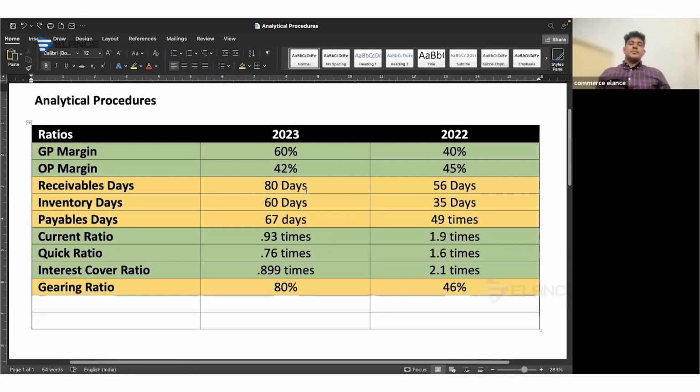But there is always a possibility that the company might not have done that. And what will be the result? There are chances that inventory will be overstated and related expenses will be understated. Is that clear? Yes, sir. Okay. Then, next, payable days.